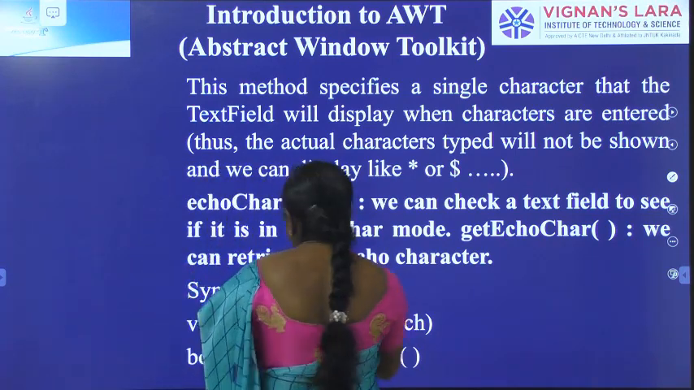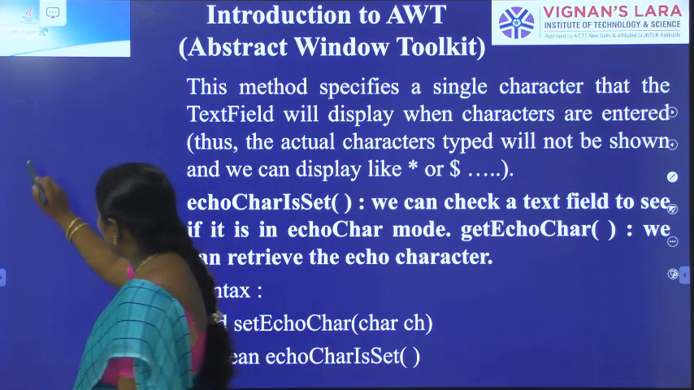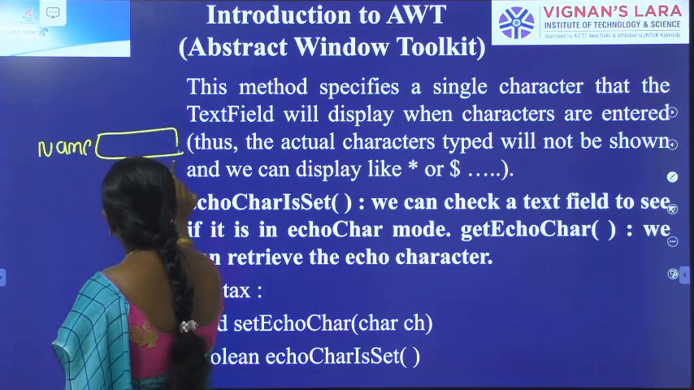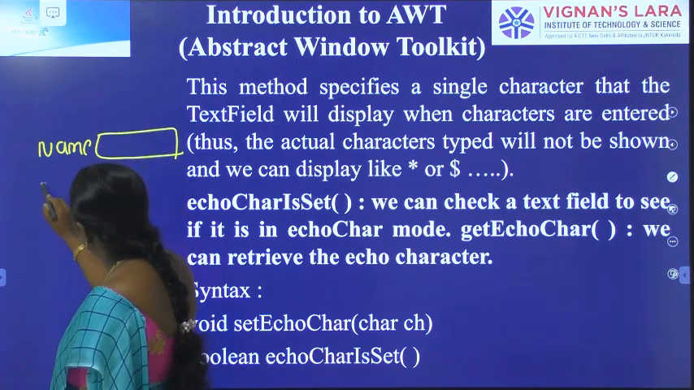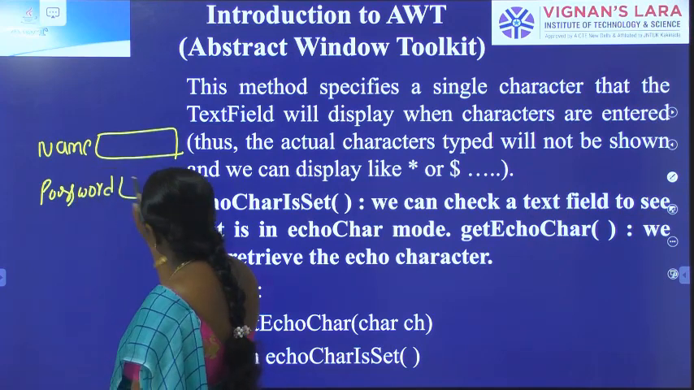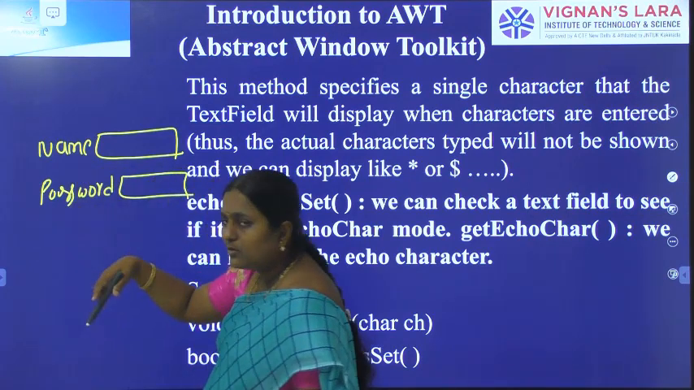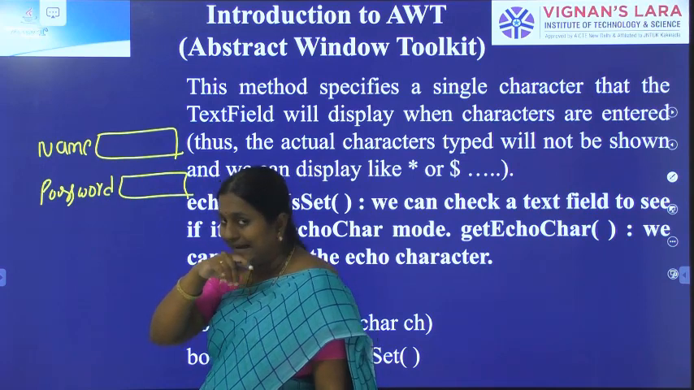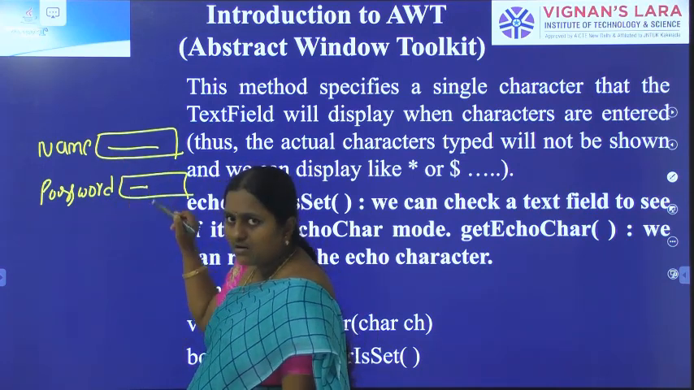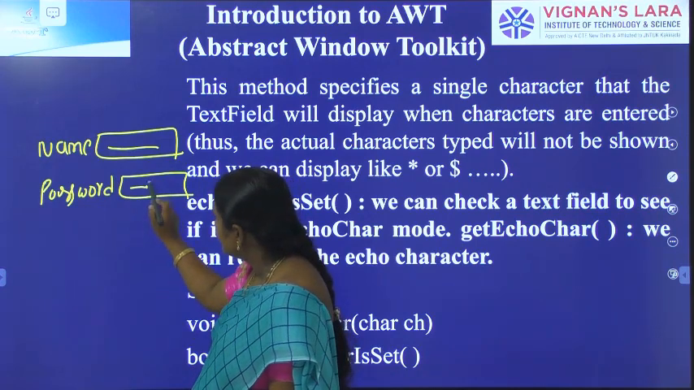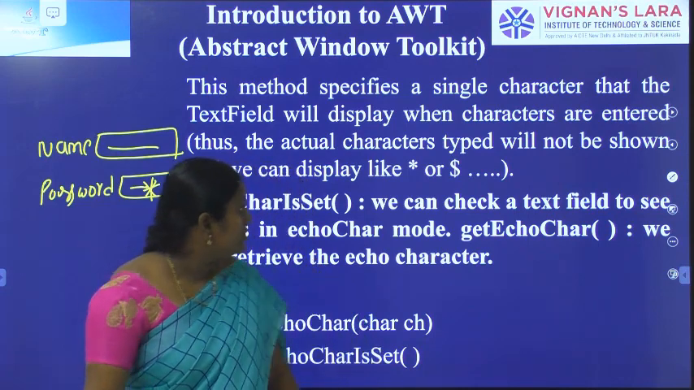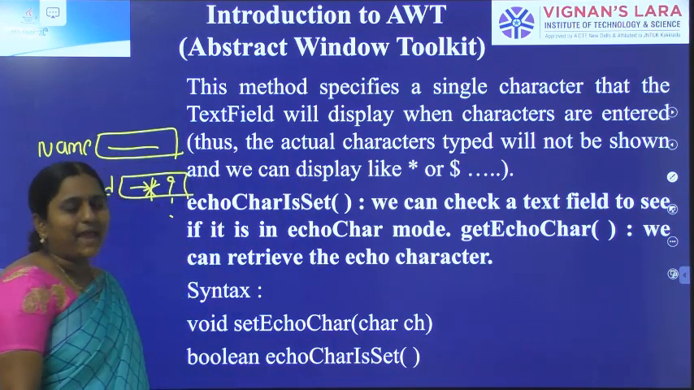Sometimes we have two text fields in the window, suppose a name and a password. Name is a text field. Next one, password is also a text field. If you want to log in to any site, you enter a name or mail address. Next one, password. It is not visible. It will display sometimes a star or question mark. It will be hidden. In those situations, we can use the setEchoChar method.